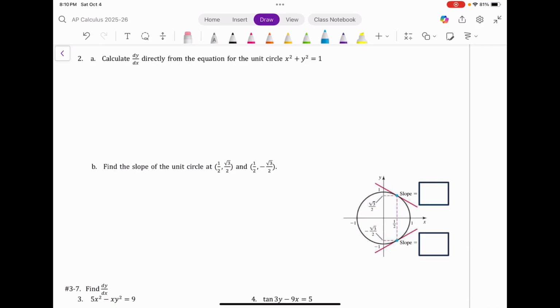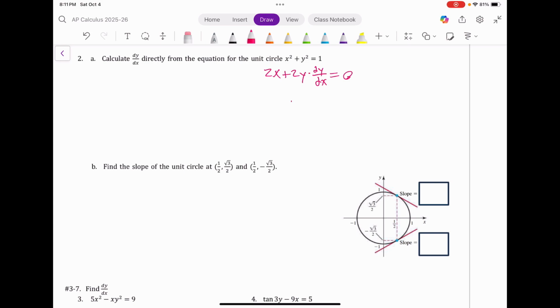All right, on this example, we're going to find dy/dx of the equation of the unit circle. So we're going to take the derivative of both sides, and so that'll be 2x plus 2y, and then dy/dx, since we're taking the derivative of any term with y, we'll always have dy/dx. And then the derivative of 1 is 0. All right, so let's move everything to the other side that's not dy/dx involved.